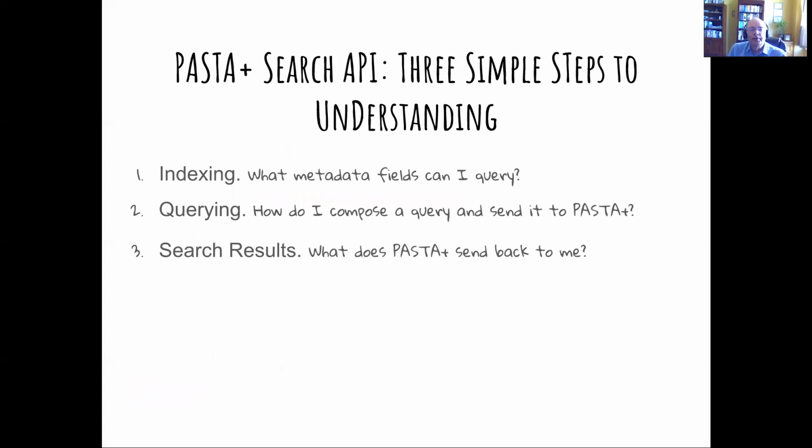What fields can be queried? How do we compose a query, especially with regard to constructing a data catalog? And how is the XML that PASTA+ sends back to us structured? Armed with this knowledge, you should be able to begin to incorporate the PASTA+ Search API into your particular solution for building a local data catalog. But of course, it may involve some experimentation, which is fine.